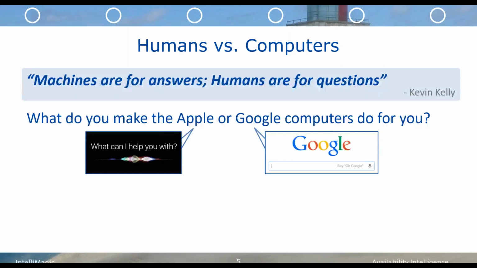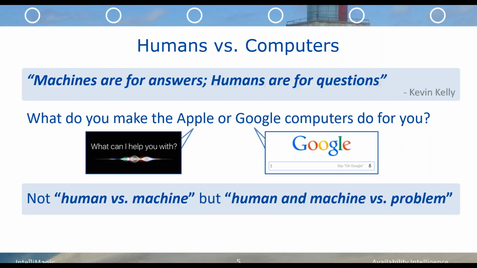You can ask Google or Siri on the Apple different questions, and they'll go out and pull different information for you. And that's kind of the concept that we're trying to get to here on the mainframe platform and managing the storage infrastructure. So it's not really a human versus machine thing, it's really human and machine versus the problem. We can be better together when we're both doing what we do best.